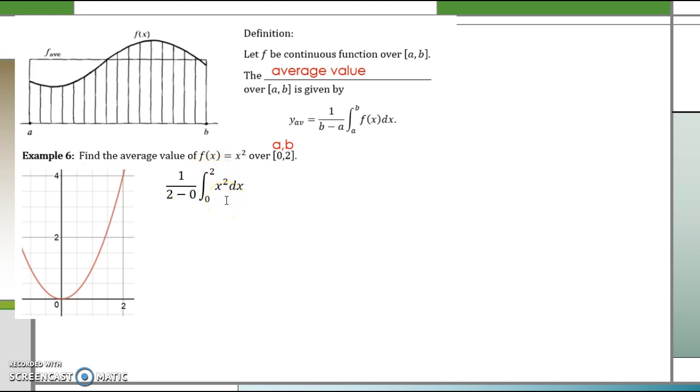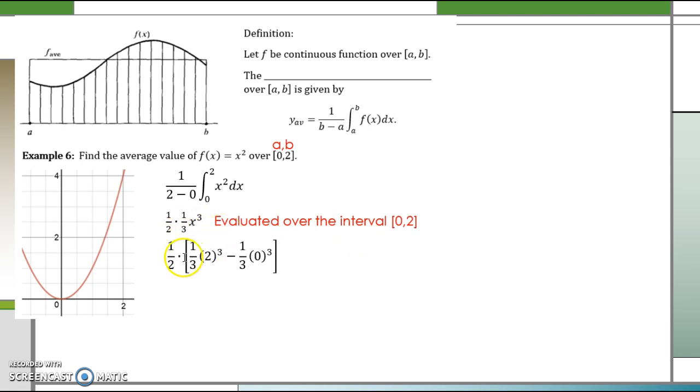We need to first find the antiderivative. Also, we can simplify the fraction on the left, giving us 1/2 times 1/3 x cubed. Now we want to evaluate over the interval the right-hand side of this from 0 to 2. So ideally, I'm going to have 1/2 times the evaluation of 2, so 1/3 times 2 cubed minus 1/3 times 0 cubed.